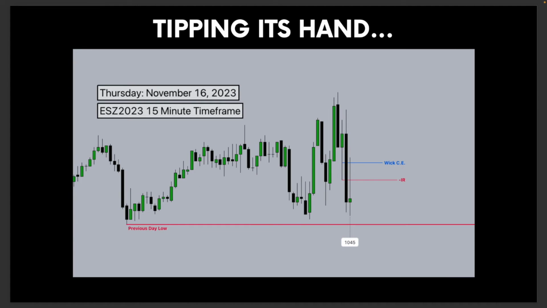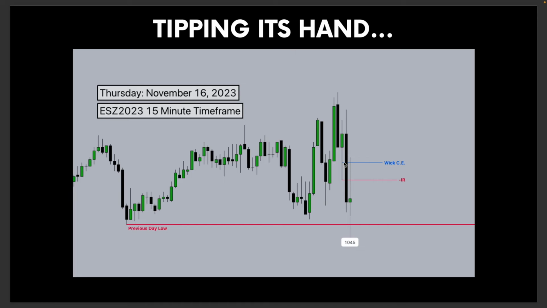So one more example. We are on a 15-minute chart from today, Thursday, November 16th, on the S&P as well. So we can see here, this candle that I'm highlighting is the 10:45 a.m. candle on the S&P. We get that immediate rebalance. We go above the CE, the 50% level of this wick.